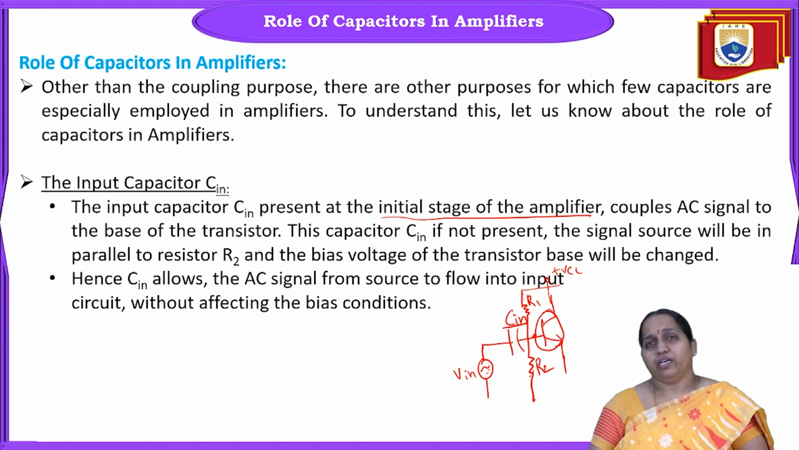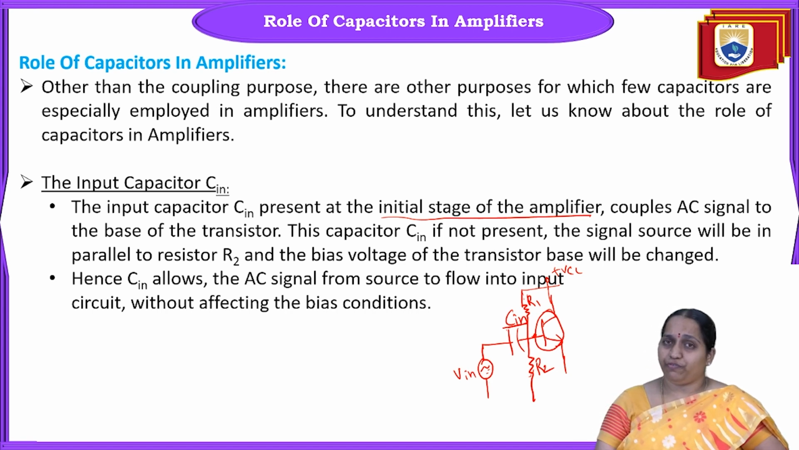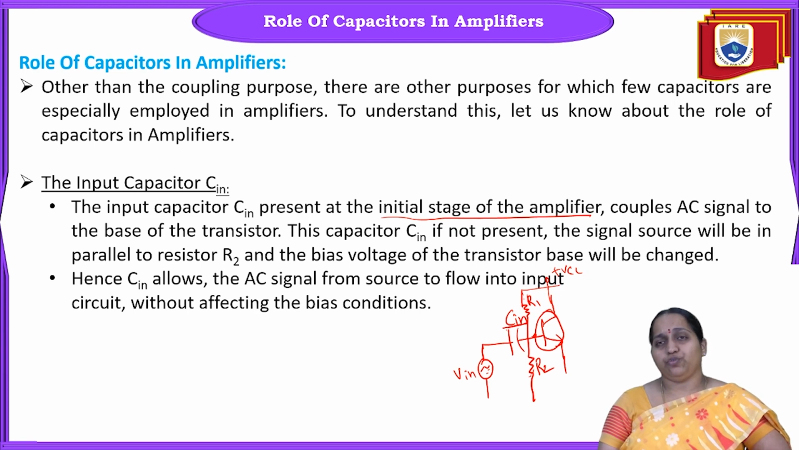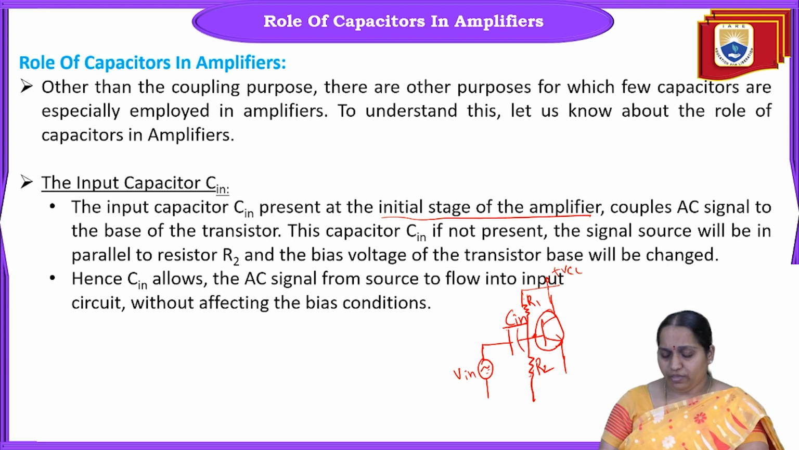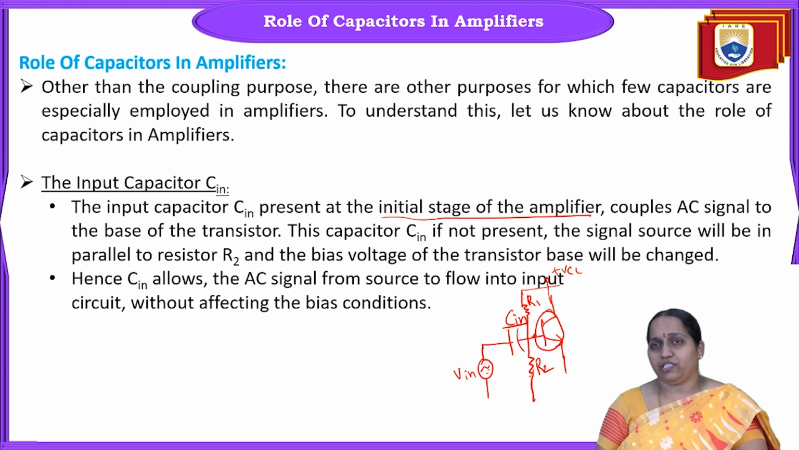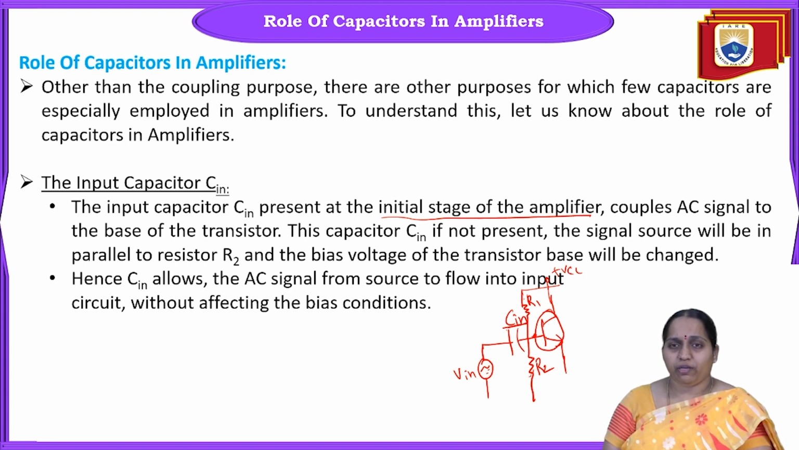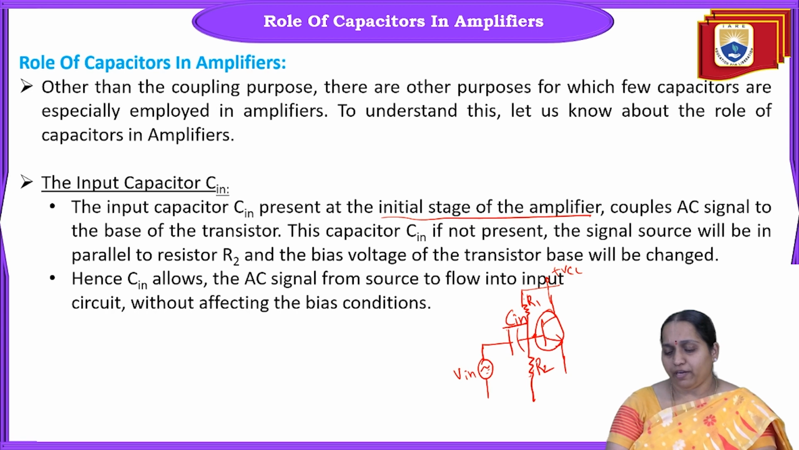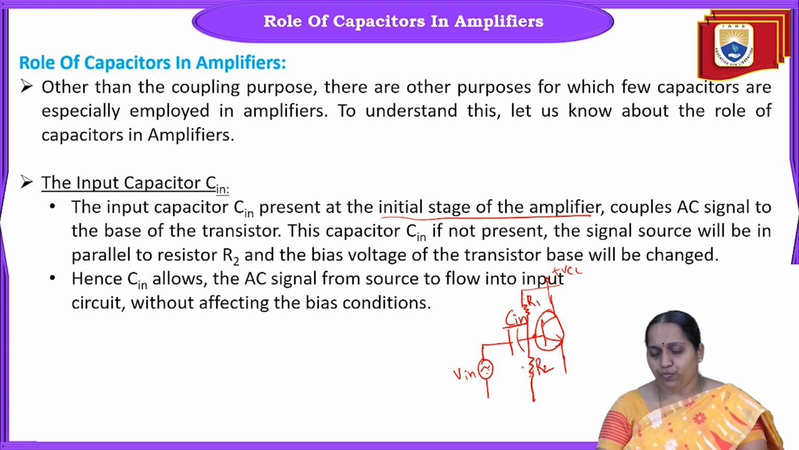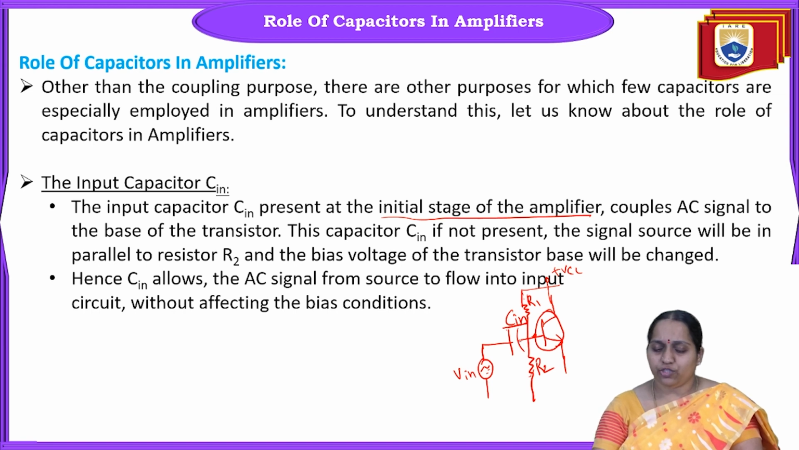And finally, you have the role of capacitors. We have seen that, other than coupling, a few capacitors are used for different purposes. First, the input capacitor CN is used to connect the input AC signal to the input of the first stage. And if you are not using this, what will happen? The voltage source will come in parallel with the resistance R2 of the biasing circuit. So on the whole, the biasing conditions of the first stage will change.